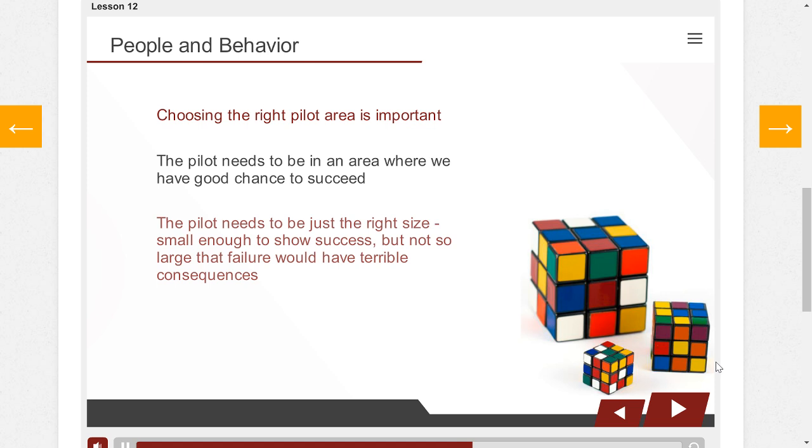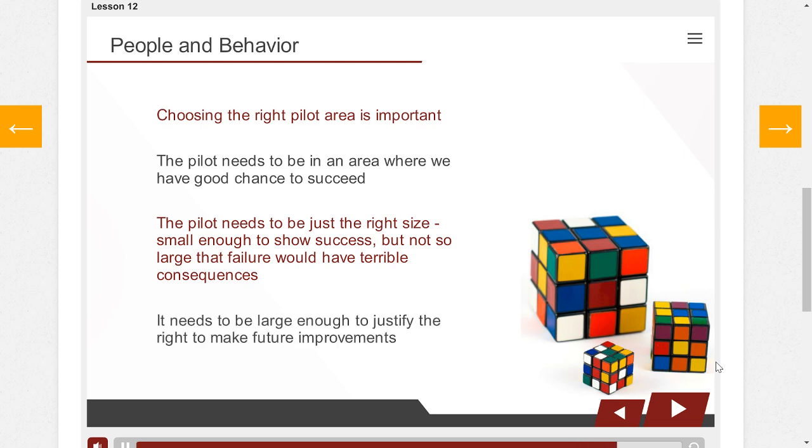The pilot needs to be just the right size. It needs to be small enough to allow us to be successful, but if we do fail, the consequences aren't disastrous for the organization. It needs to be large enough to show proof of concept, which will give us the justification and the right to make future improvements.